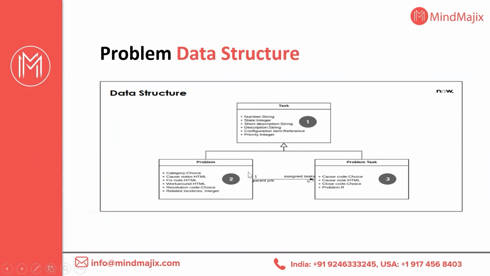Now again, problem can have multiple problem tasks created. We have seen one problem task created, but you can have multiple problem tasks, or you can have no problem task at all. So it is 1 to 0 or star, multiple. That relationship is shared between problem and problem task. Again, problem task is a child table of task. So task is the parent table for both problem and problem task, and task is the parent table for both incident and incident task.